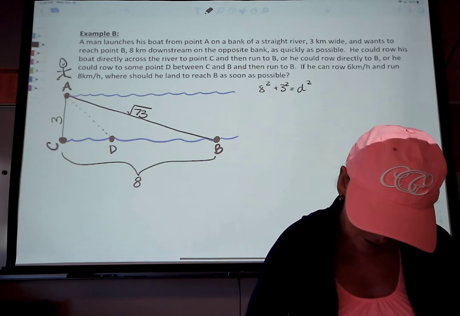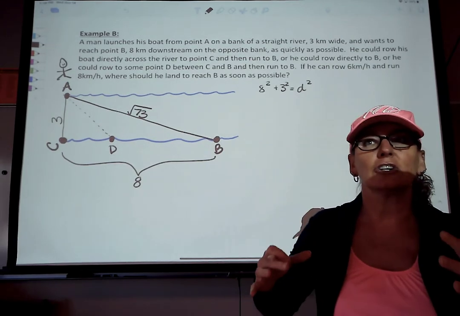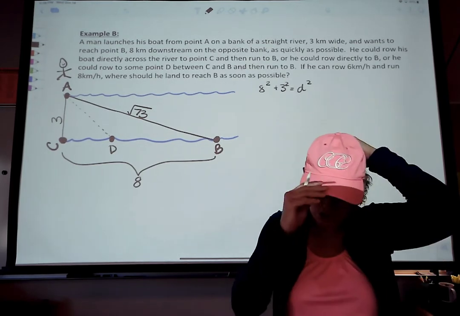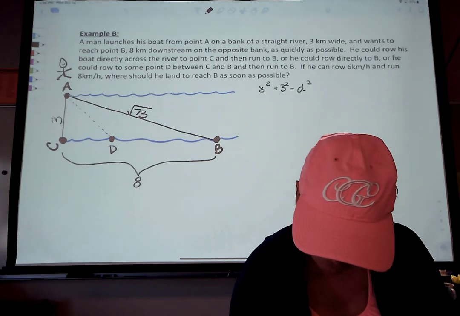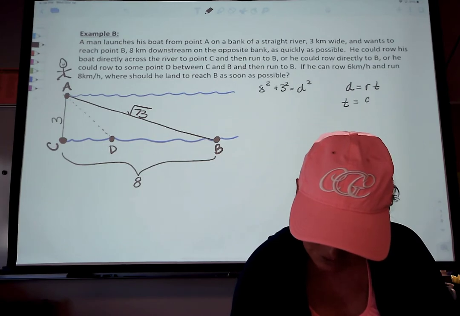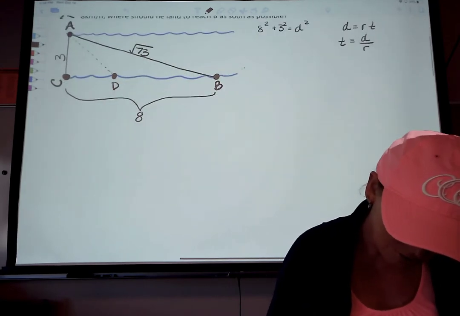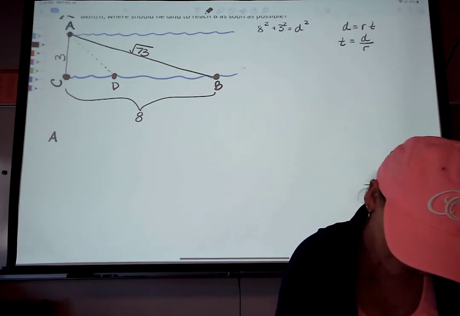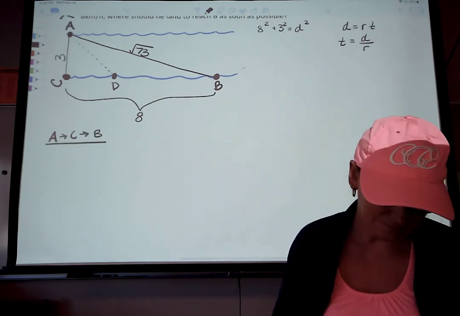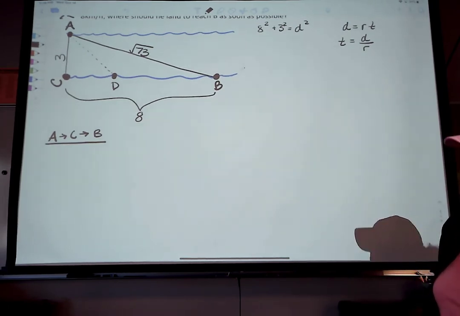So, we know how fast he can row. We know how fast he can run. Let's basically look at the time for all 3 options. So, I know that distance equals rate times time. So time is equal to distance divided by rate. All right, option number 1. We're going from A to C to B.